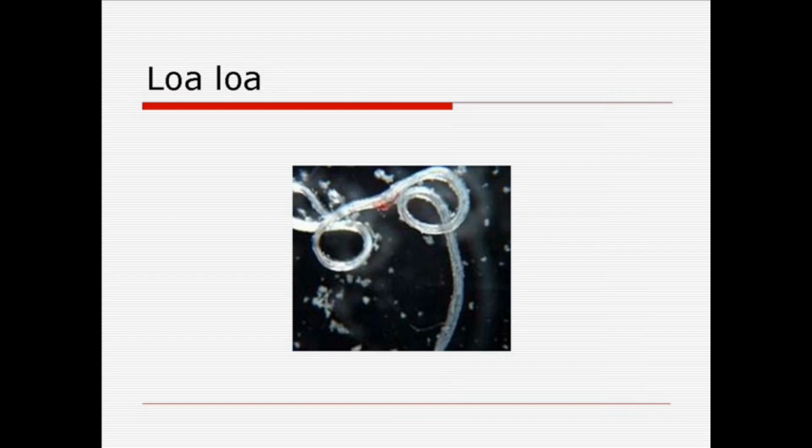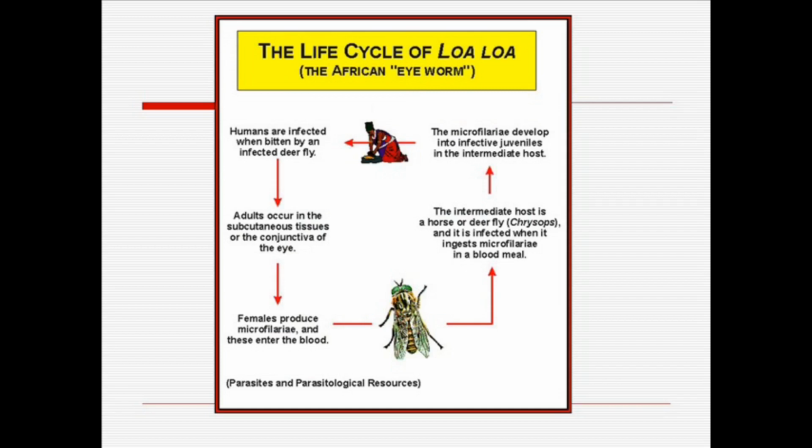Disease caused by the nematode worm Loa loa. The vectors for Loa loa filariasis are flies from 2 hematophagous species of the genus Chrysops.